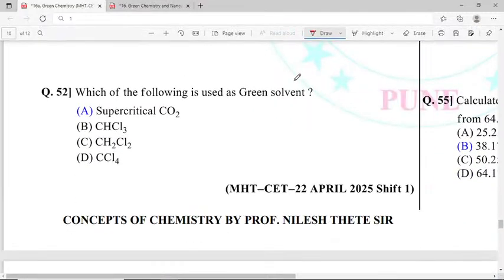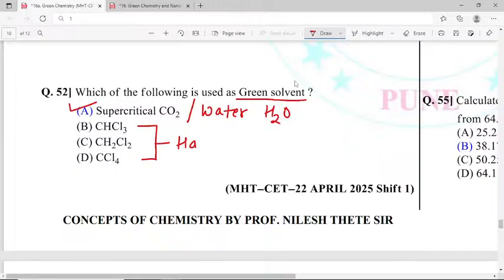Which of the following is used as a green solvent? This is a very important question. The green solvents are supercritical CO2 and water, H2O. Only these two are green solvents. The remaining are hazardous solvents, also called toxic solvents. Not a safe solvent.